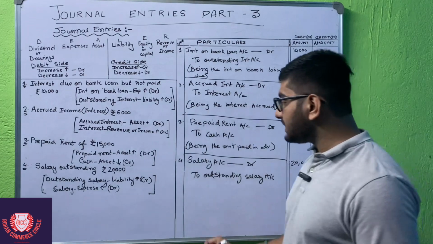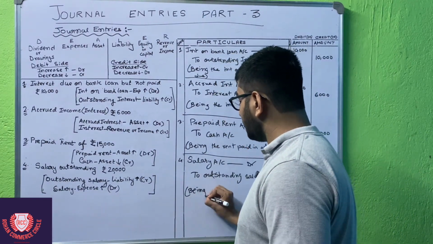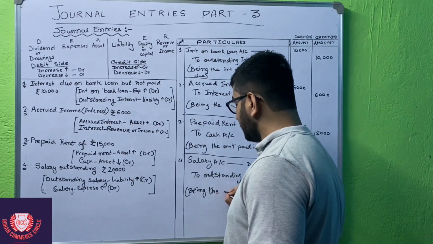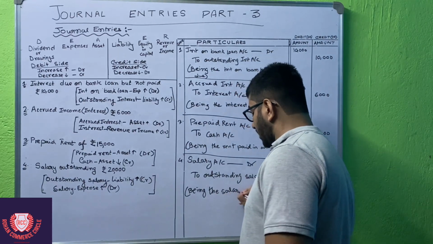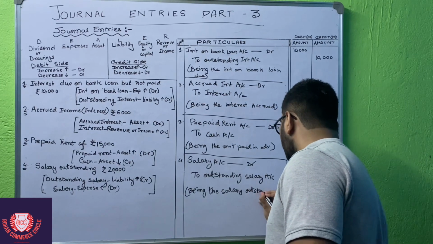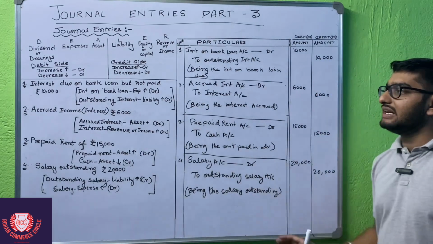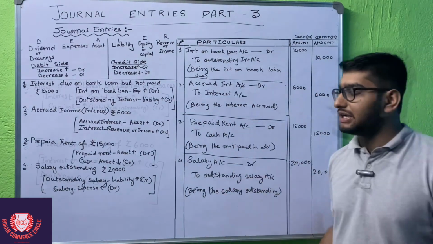So what will be the narration in this case, students? The narration will be: being the salary outstanding. Okay. So I hope this is clear. Now we will be coming to the next journal.